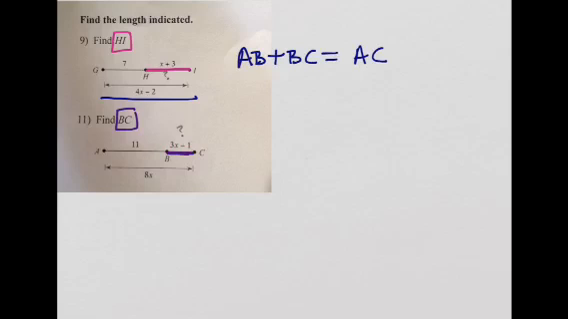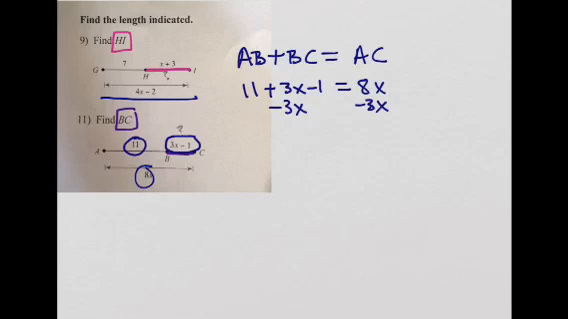So AB is 11, right here. BC is 3x minus 1, sorry. And AC, the length from beginning to end, is 8x. Okay, so again, I notice that I have more x's on the right side, so I'm going to subtract 3x from both sides. So here I have 0. 11 minus 1 is 10. So I've got 10 on the left side and 5x on the right side.